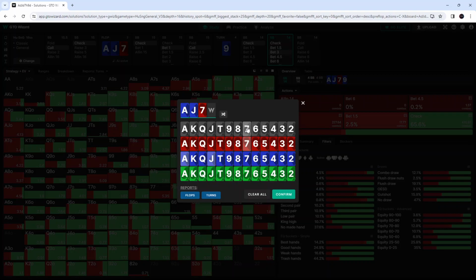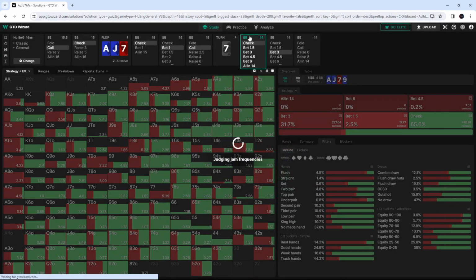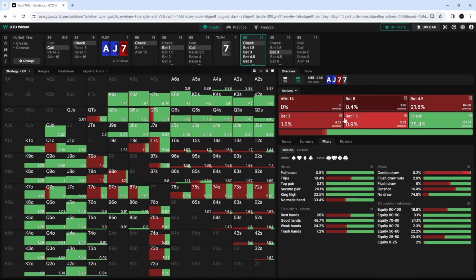Because the small blind does a lot of flop c-betting, he's still going to maintain a lot of 7x's on the turn, so I don't think donking will be as extreme as it is on some boards. So let's check. Go over the big blind strategy, and we have a 25% donk. This is fine, but we notice it's a very, very polarizing donk here.